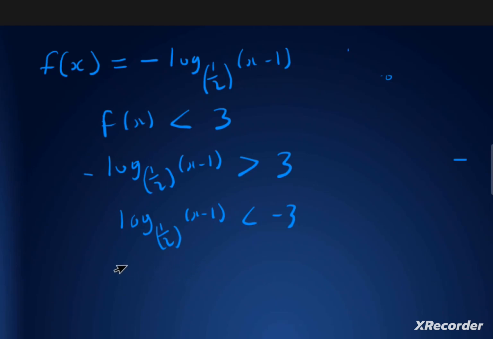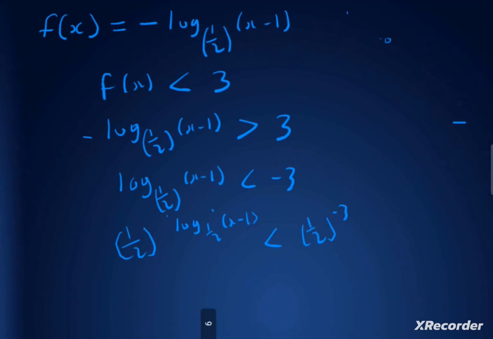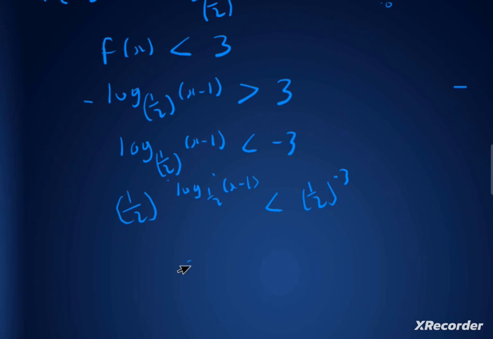So now this is going to become half to the power of log x minus 1 base half. Forgive my handwriting. Okay, let me just fix it. So half to the log x minus 1 base half must be less than half to the power of negative 3. Now looking at this, we see that it will cancel. So x minus 1 must be less than, now this is literally going to be 8. So therefore x must be less than 8 plus 1, which is going to be 9.